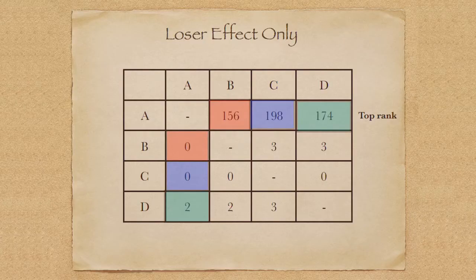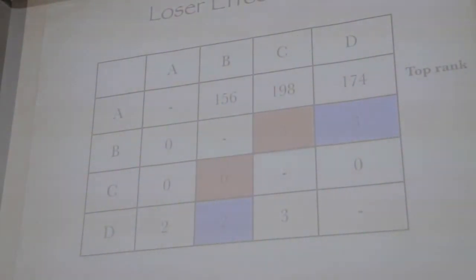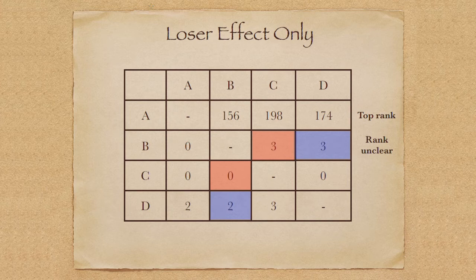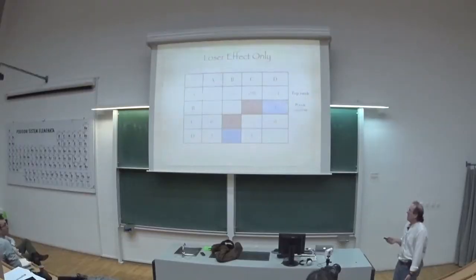But then, if you go to the rest of the hierarchy, it's really hard to say who is the second-ranked individual. I mean, B beats up C 3 times. C doesn't beat up B at all, but 3 times is really not much to make a determination of hierarchy position. B beats up D 3 times. D beats up B 2 times. You really can't say anything about position.